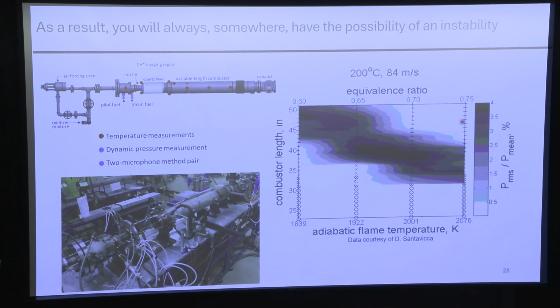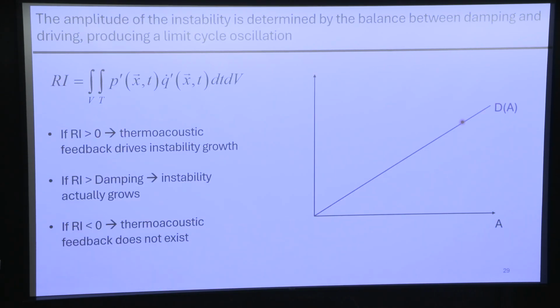Yep, it's a good clarification. Yeah. What was the vertical axis on the plot between the driving and the damping? Oh, it's just the amplitude of driving versus damping. It's amplitude on both axes? This is the amplitude of the disturbance. Okay. This is the amplitude of the response. Yep.